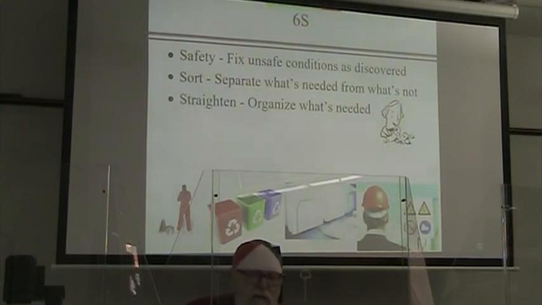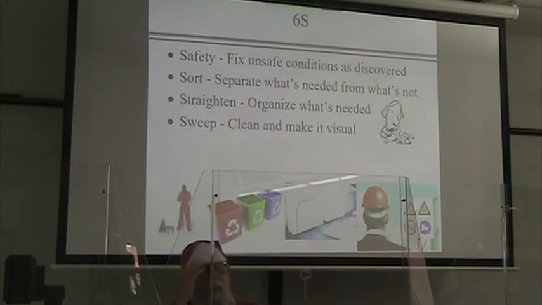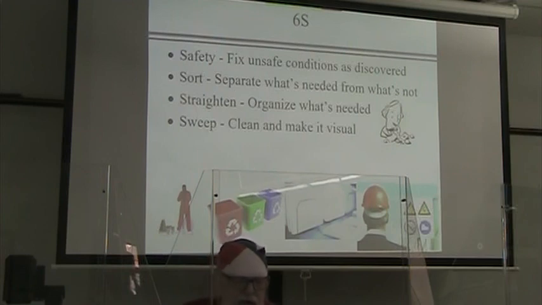Then we straighten, where we organize what is needed into how we can use it the most efficiently. Sweep is the step where we clean up and we make it visual, right? So instead of hiding tools in a drawer, we make like a pegboard where everything is hanging on the pegboard and you can see it immediately when you need it.